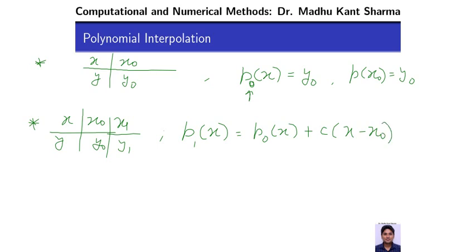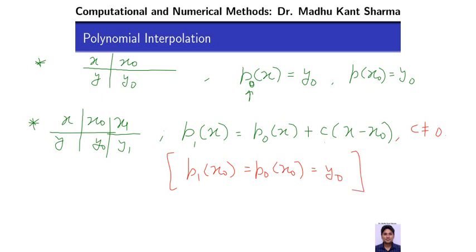Why I have chosen this is that c is some non-zero number that needs to be determined. Now if you see, p1 of x naught is p naught of x naught, and that is equal to y naught, because x naught minus x naught is 0.